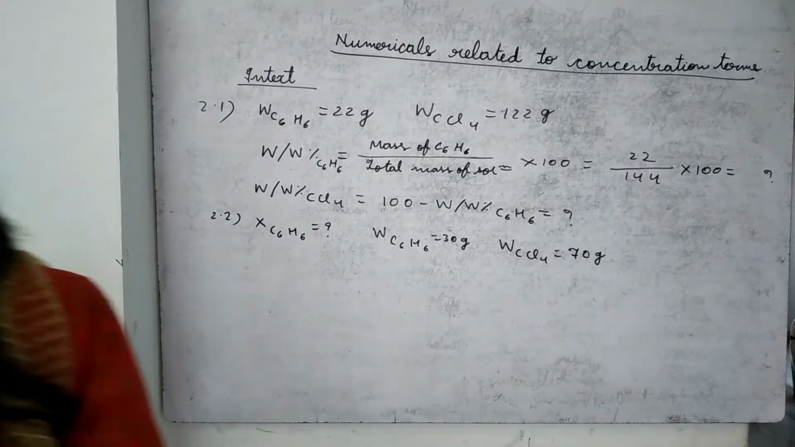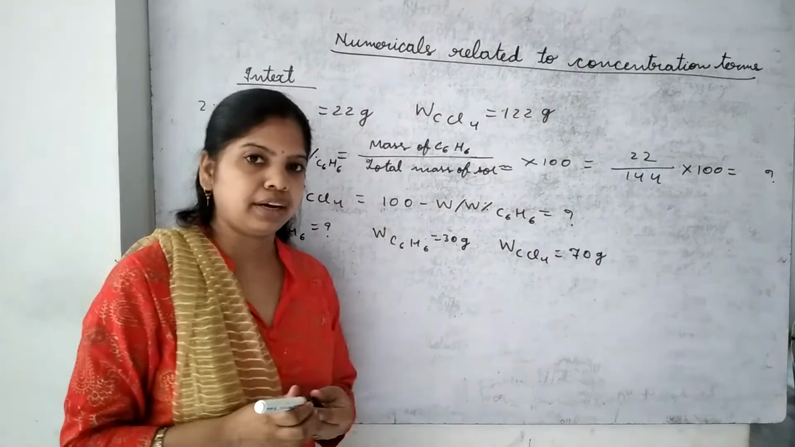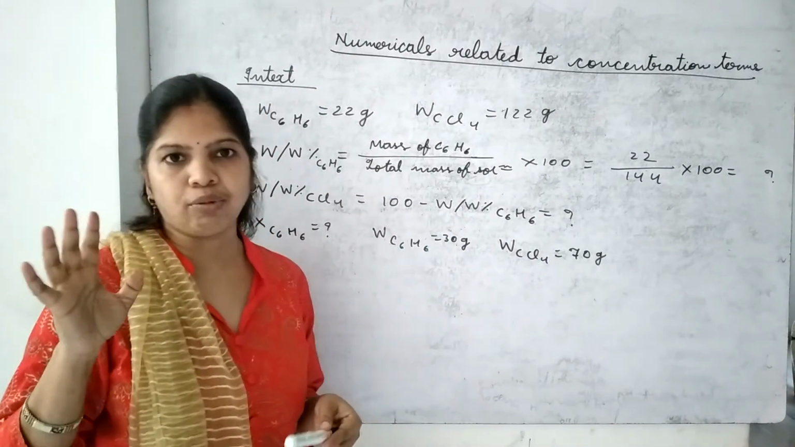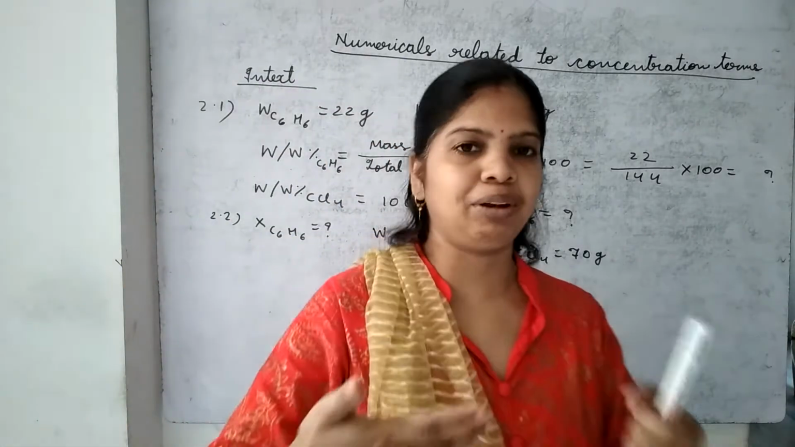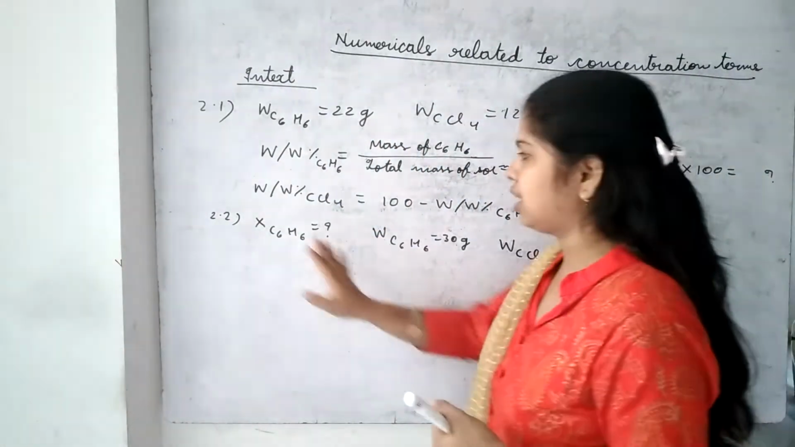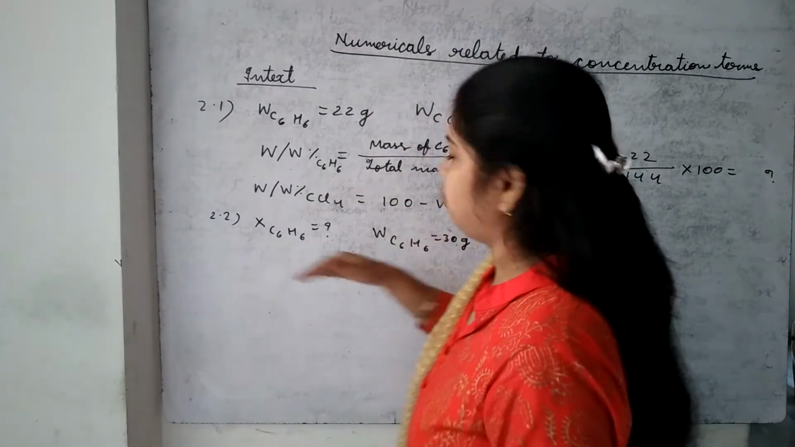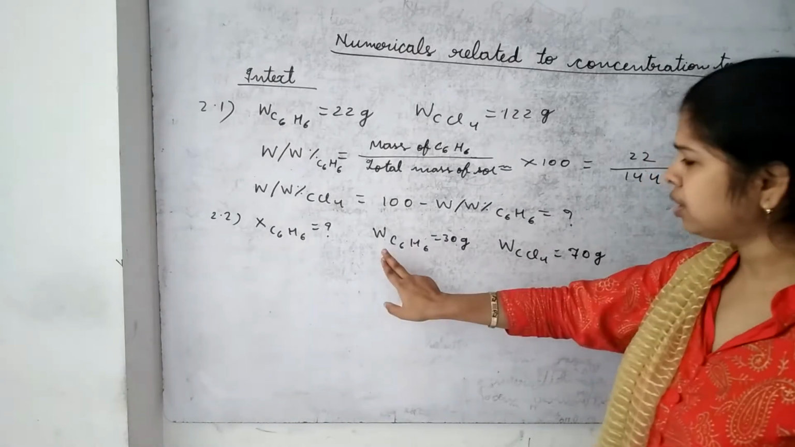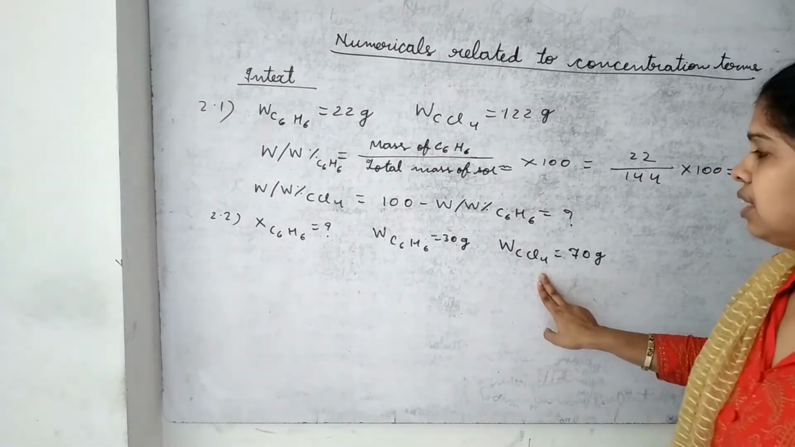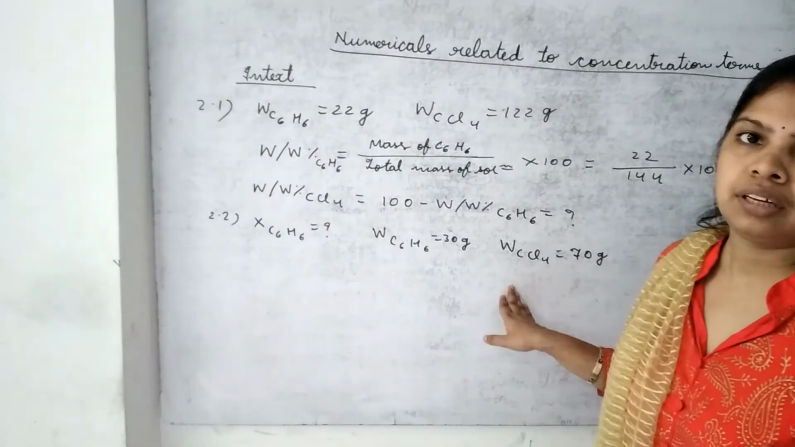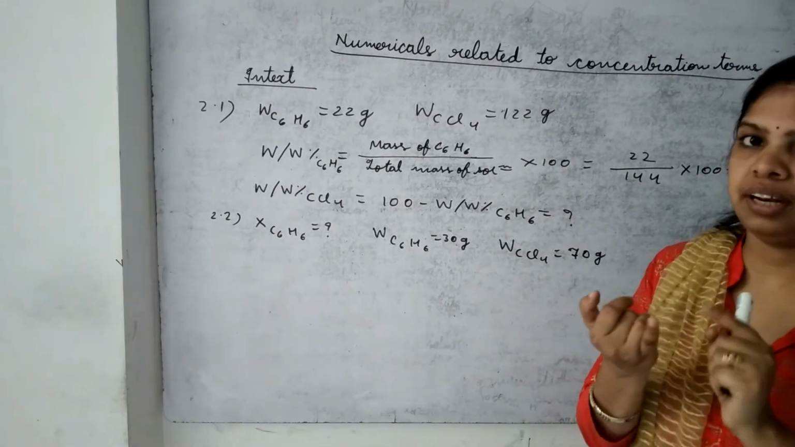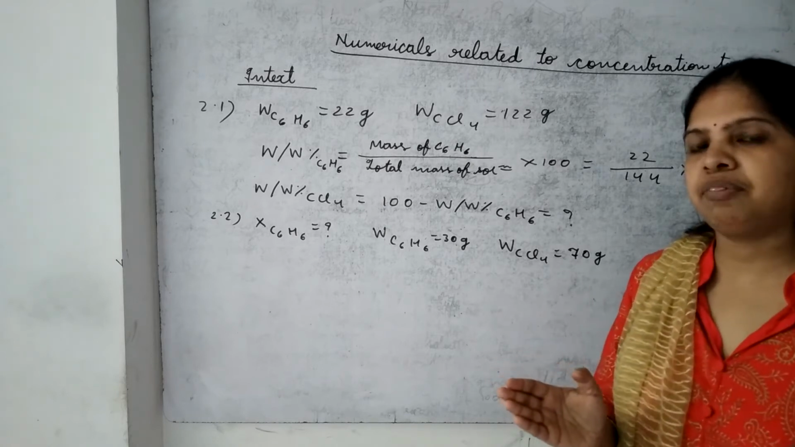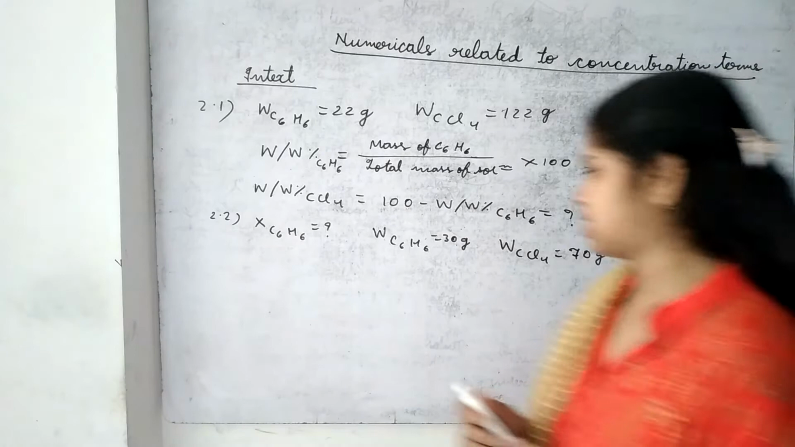Now for mole fraction we require the number of moles of both, and for the number of moles, molar mass is required. If you know the formula, it will be very easy to understand that if you are finding mole fraction, we require the number of moles of all the components in the solution. Here there are 2 components, and for both we require the mass given and the molar mass, because number of moles is equal to mass given divided by molar mass.